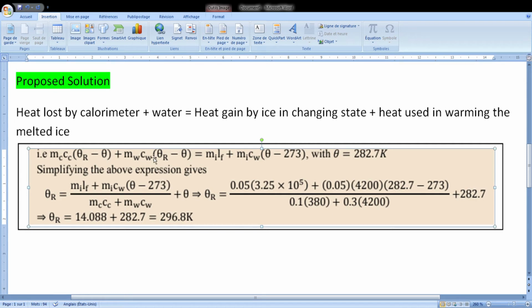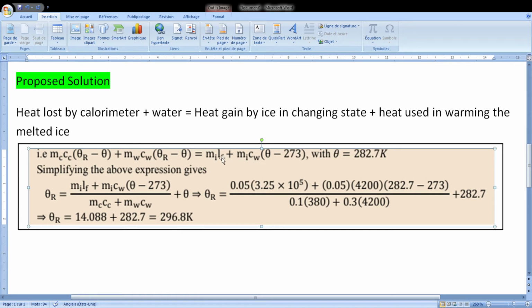For the water inside the calorimeter, the same thing happens. It loses heat and the temperature drops from the room temperature theta R to the equilibrium temperature theta. So we are looking for the room temperature theta R.